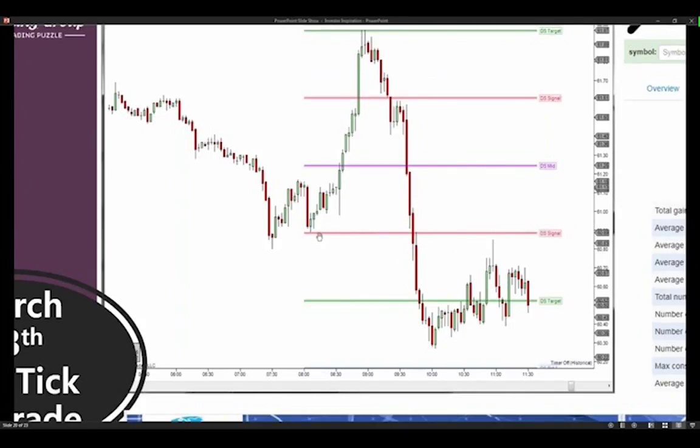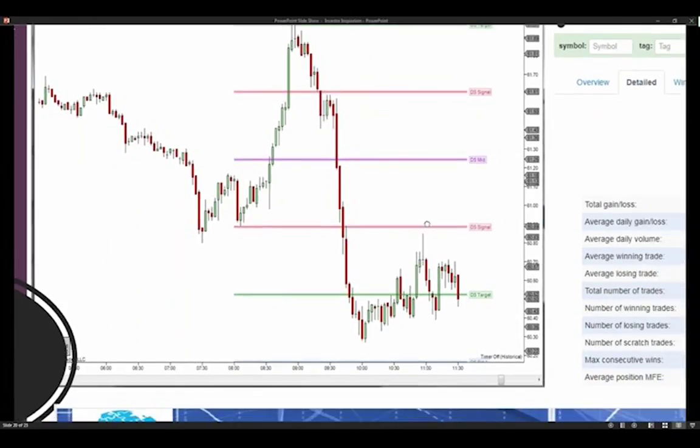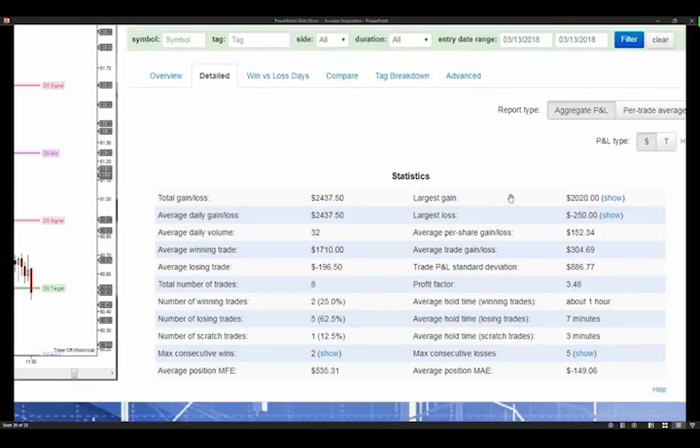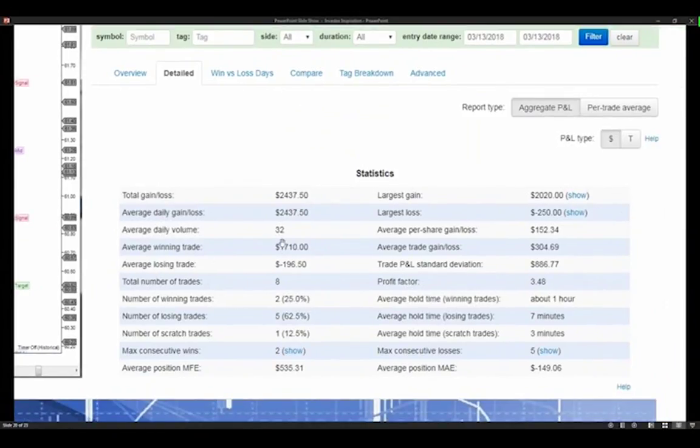Basically, we have this nomenclature that we call kick the signal, pay the target. Once we paid this target up above here, we jumped on board with one lot at this structure signal and rode it down to the target down below. Right, there is this particular trade. This was one particular trading day.